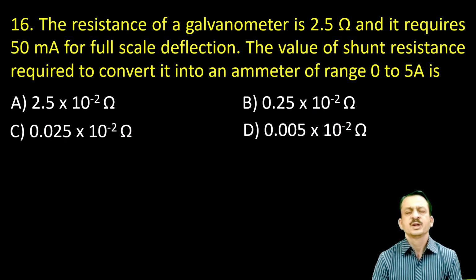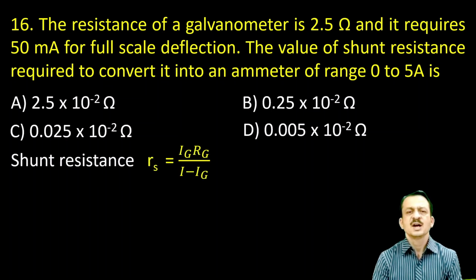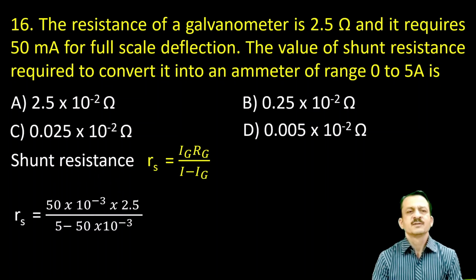We know that a galvanometer can be converted into an ammeter by connecting a shunt resistance. Its value is given by Rs is equal to Ig into Rg divided by I minus Ig. Now we use this formula. Ig is given, it is 50 milliamps, 50 into 10 raised to minus 3, and Rg, resistance of the galvanometer, is given 2.5, divided by I minus Ig. I is 5 amps. We have to convert the galvanometer into an ammeter of reading 5 amps, so 5 minus 50 into 10 to minus 3.